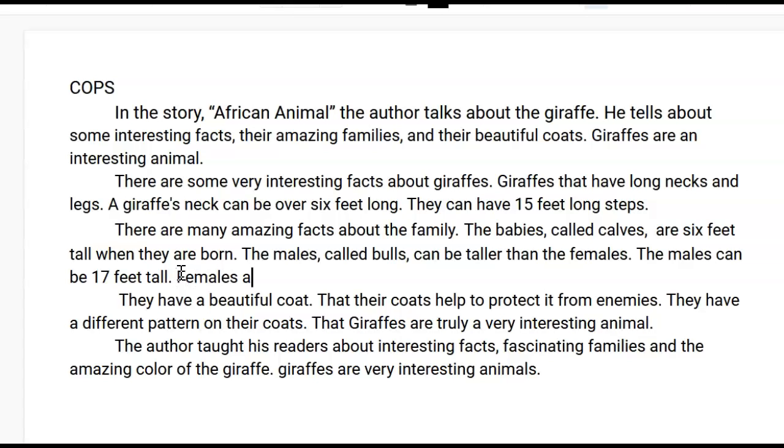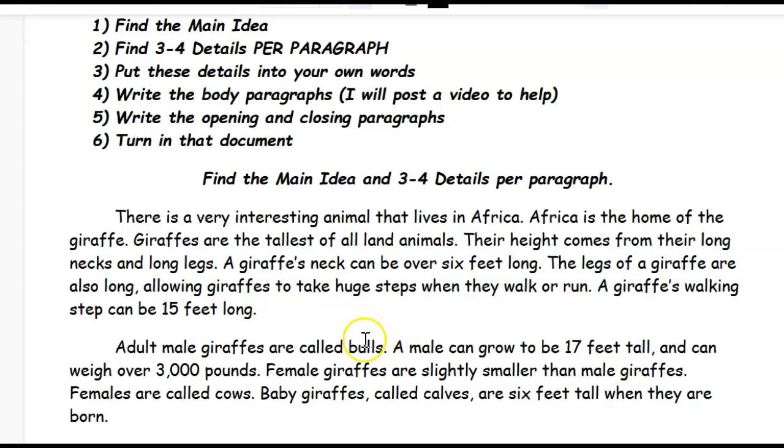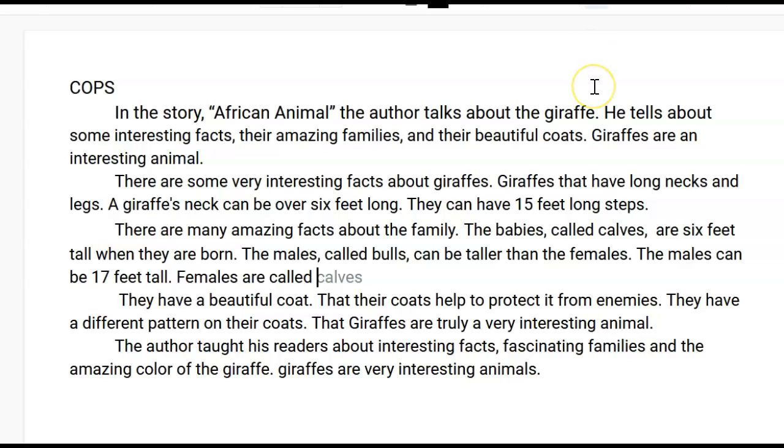Females are called, what were they called? Maybe I got the males wrong. Cows. They're called cows. I couldn't think what they were called. There we go. And there's my next paragraph about the Amazing Families. Notice it's indented. It's nicely aligned on this side. And I have 1, 2, 3, 4, 5, 6 amazing facts.